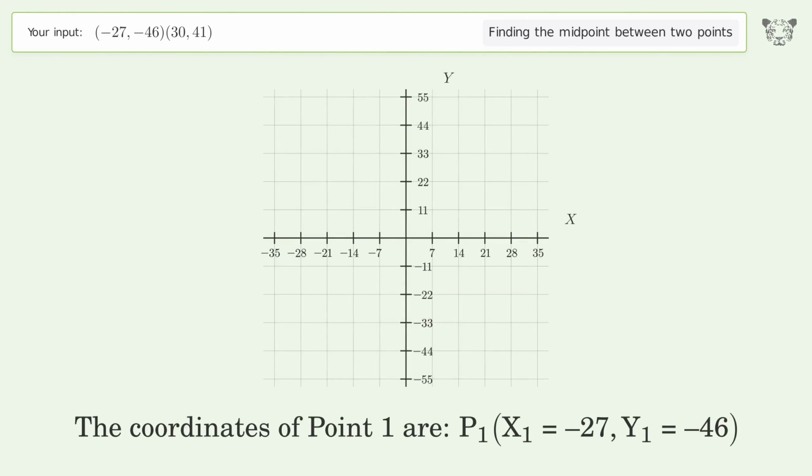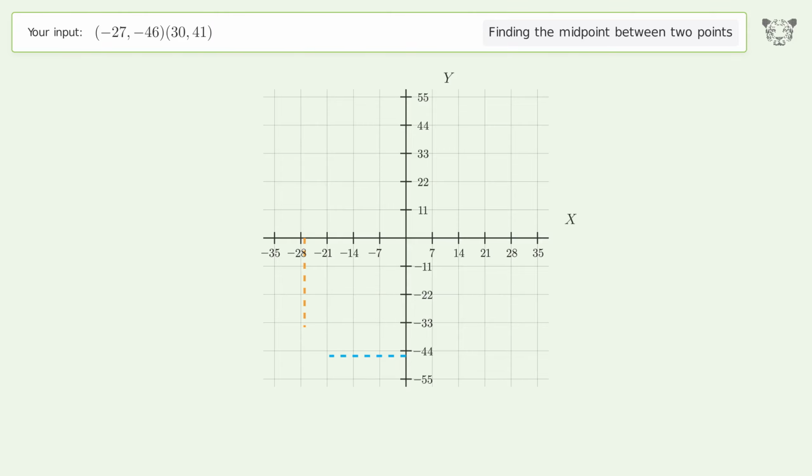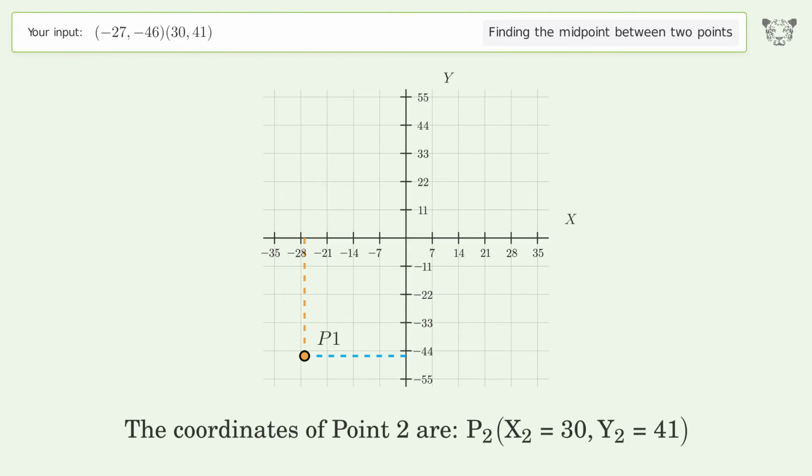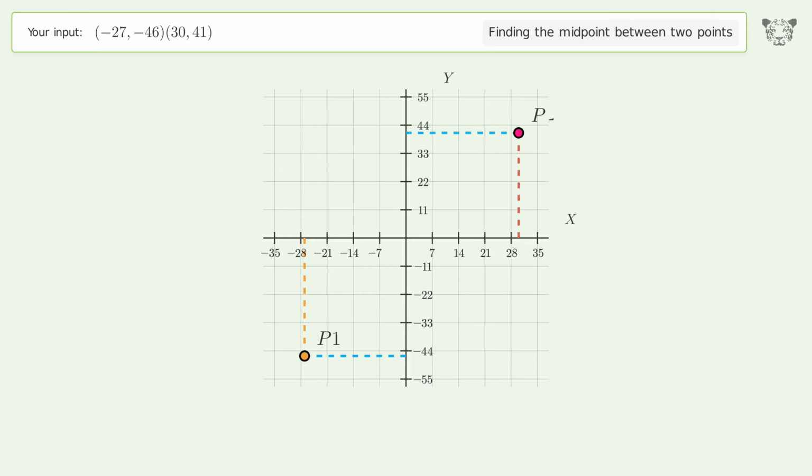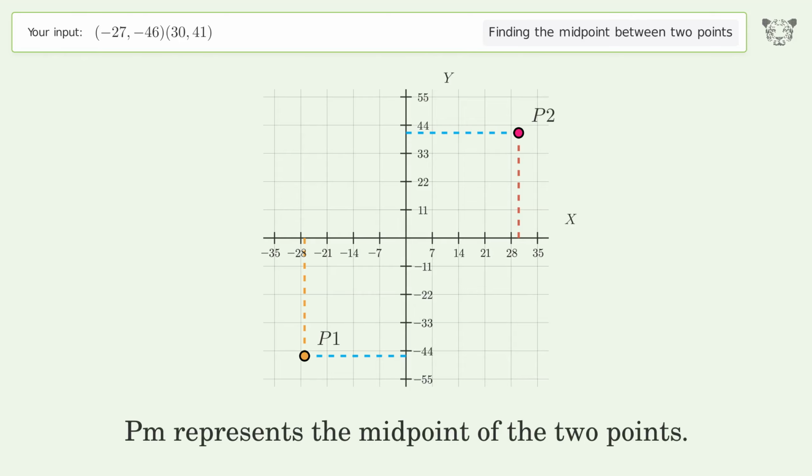The coordinates of point 1 are x1 equals negative 27, y1 equals negative 46. The coordinates of point 2 are x2 equals 30, y2 equals 41. PM represents the midpoint of the 2 points.